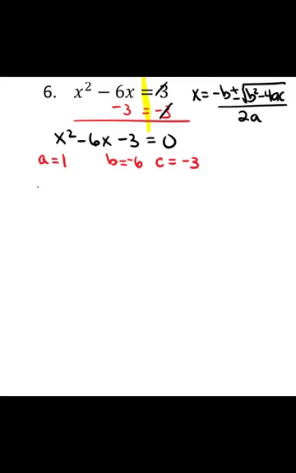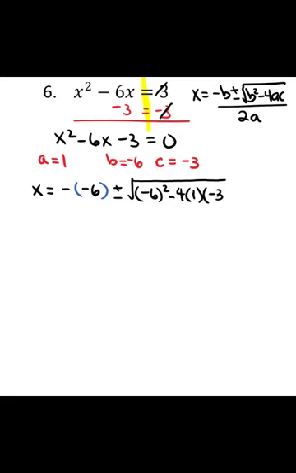So we're going to end up with x is equal to negative b, and b happens to be a negative 6. So we have to include the negative from the formula, and we also have to include the negative from the value. And then plus or minus the square root of b squared. B is negative 6, square it, minus 4 times a times c, all over 2 times a.